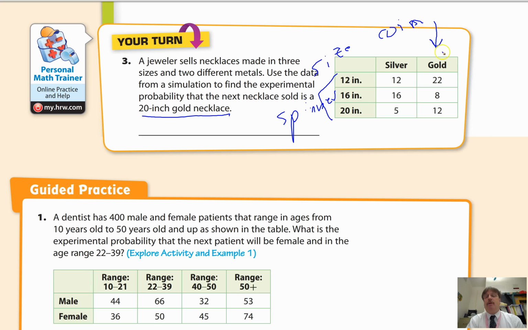So a 20-inch gold necklace. So you're definitely going to have it over 12. You're going to have 12 over whatever your total is here. You can calculate out your total.